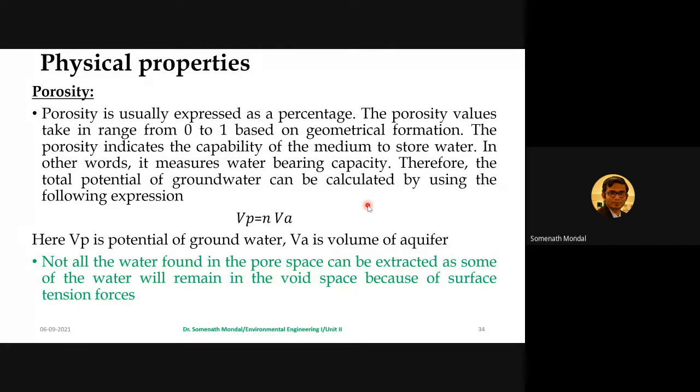There are different types of water which are present in the soil, or in the formation. So all types of water cannot be taken out. We can only take care of the free water part. A portion of the water will remain over there because of the surface tension, which is very difficult to take out by the forces which are usually applied to yield water from groundwater sources.